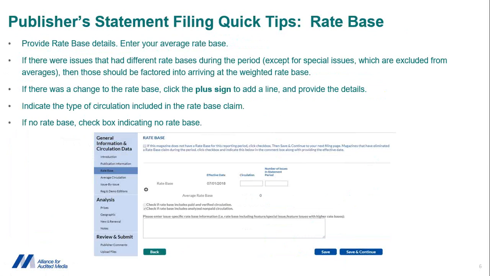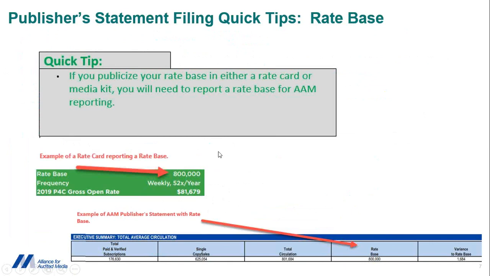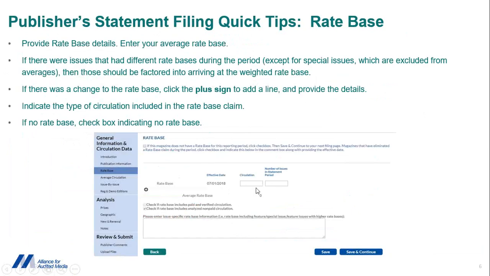So after you fill in the publication information, the next section is rate base. The rate base is where you enter your average rate base for the statement period. Some of you may have a rate base for different issues. If you do, you need to have a weighted rate base. It's real easy to enter information on the rate base. You're just going to put in what your circulation is, how many issues were in that particular statement period.